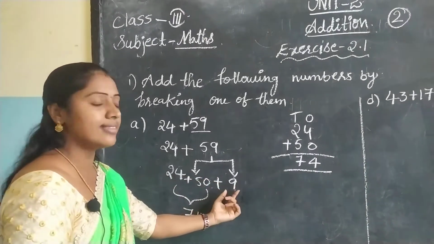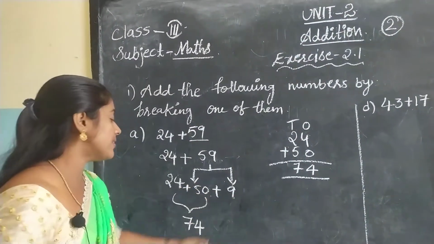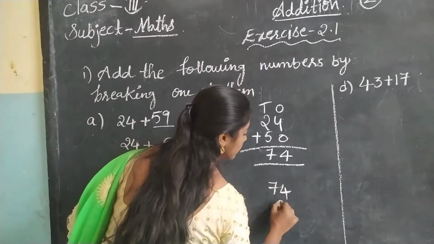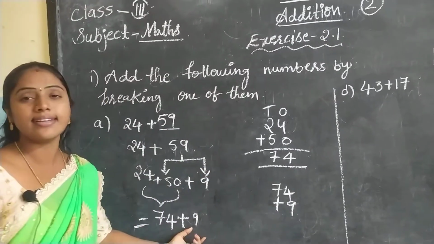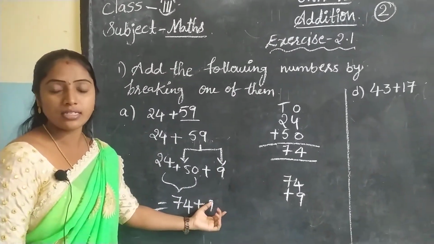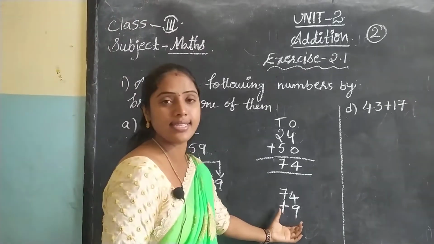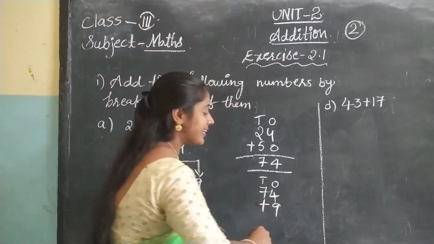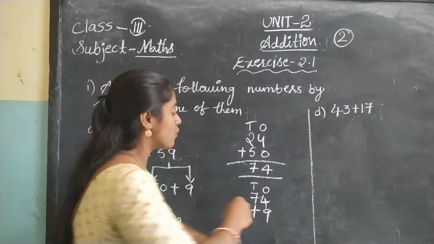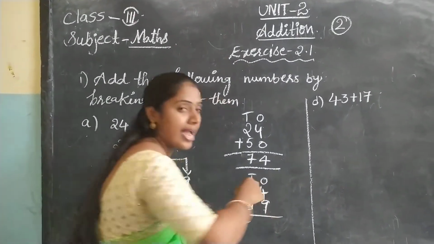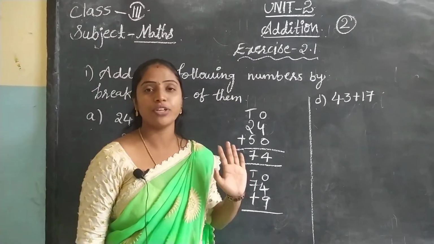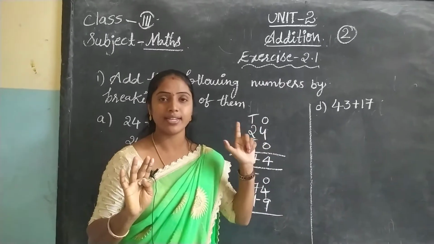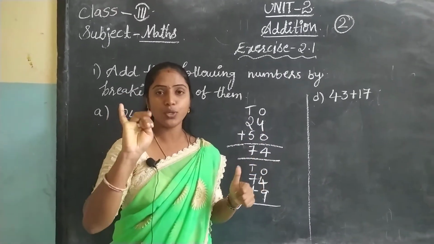After that you have to add this number. So 74 plus 9. Here 9 is a single digit. Yes or no, children? So you have to arrange this way. First arrange the ones place, then go to tens place. Now you have to add 4 plus 9. How much is 4 plus 9? After 4 you count 9 numbers: 5, 6, 7, 8, 9, 10, 11, 12, 13.